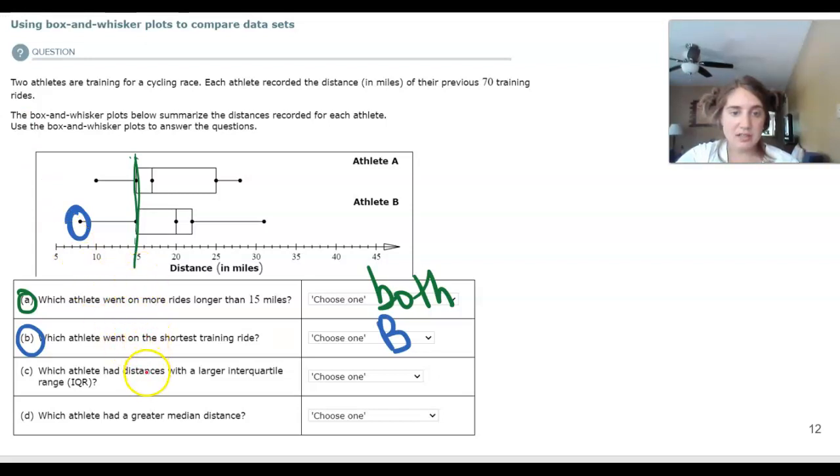Which athlete has the largest IQR? I can see that when I compare these two, that A's is longer. The greatest median distance. I'm running out of colors, friends. We'll try gray. That median is higher than that median, so athlete B.